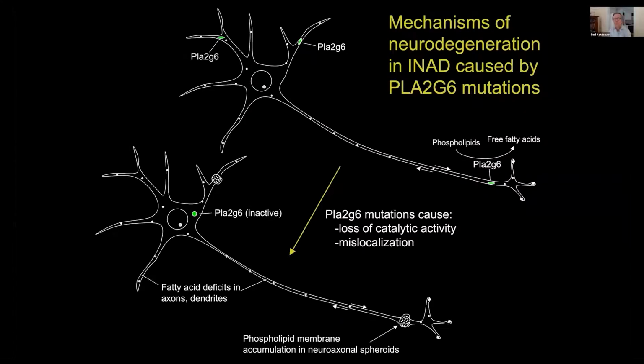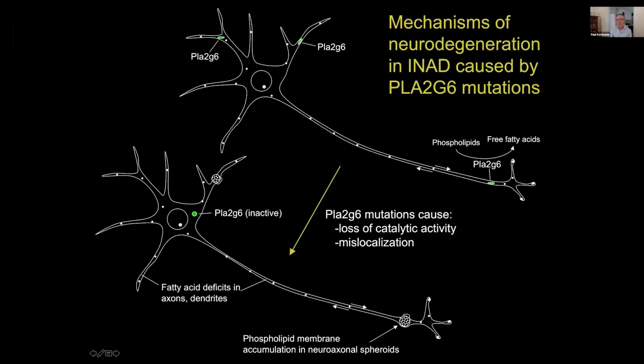And so a basic model in thinking about disease pathogenesis is that PLA2G6 normally lives out in neuronal processes, axons and dendrites, where it converts phospholipids to free fatty acids. When you have mutations, you lose catalytic activity, and you also lose the ability of the protein to be transported, to be localized in its appropriate home. And without enzyme function, you get phospholipid accumulation in neuroaxonal spheroids.